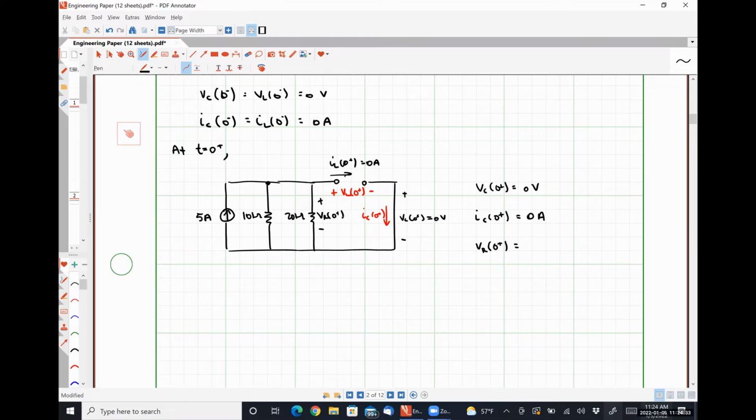Okay. So VR, which will be exactly equal to VL, at 0 plus, is going to be 5 amps times, let's see, 10 times 20 is 200 over 10 plus 20 is 30 kilo ohms, which is going to be 1,000 over 30 volts.